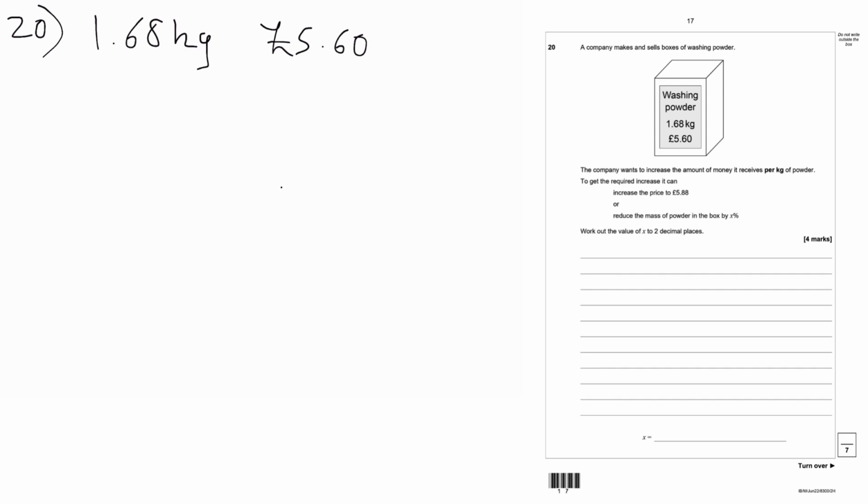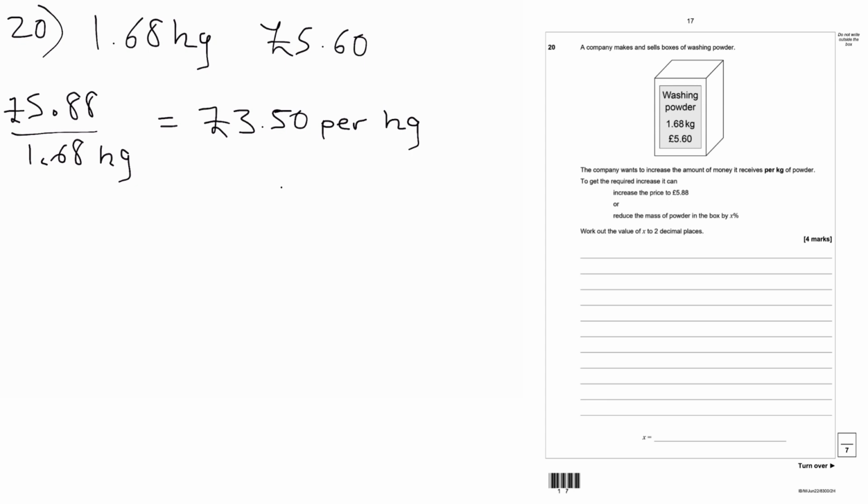So what this question is saying is, we can either increase the price to £5.88. So what is the price per kilogram if we increase to £5.88? Or how do we get the same price per kilogram by reducing the amount of powder? So what we're going to do is work out the price per kilogram when we increase the price to £5.88. So we increase the price, but we keep this the same. So when we do this, we get that per kilogram it is £3.50.